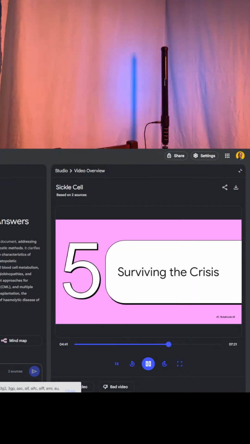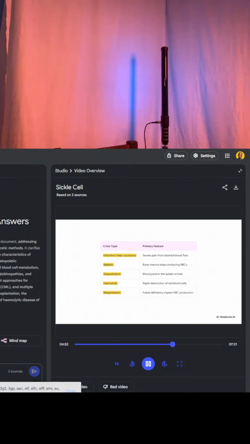So, when those triggers cause widespread sickling, the result is a medical emergency known as a sickle cell crisis. And these crises can actually show up in several different and very serious ways. Crises can take a few different forms. The one we hear about most is the vaso-occlusive crisis. That's what causes that terrible pain.